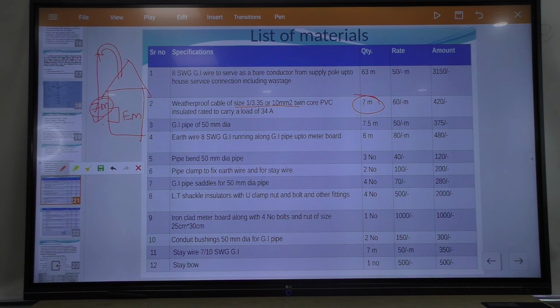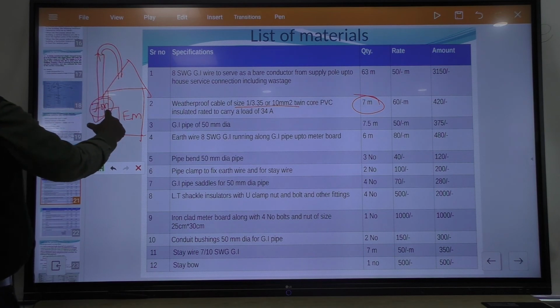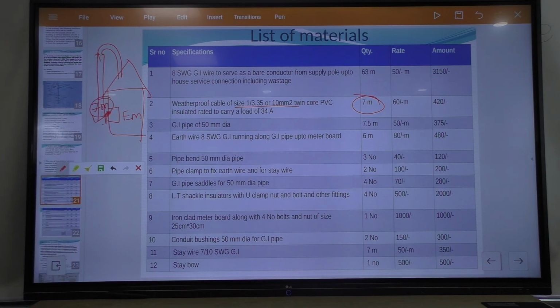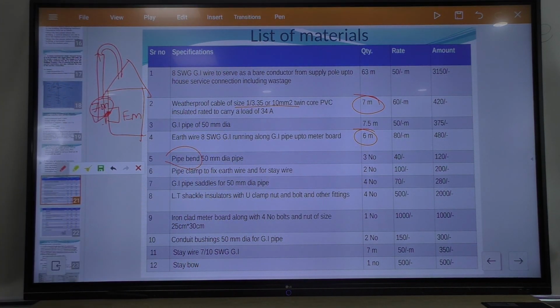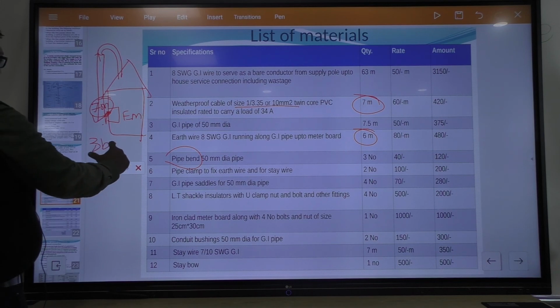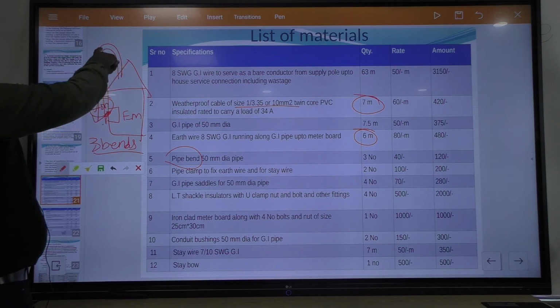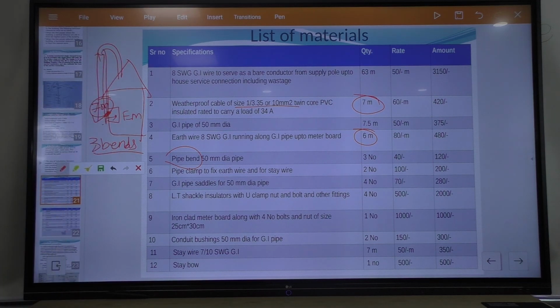Earthwire is 8 SWG GI, earthwire 6 meter. So earthwire from the service bracket to the earthing thimble or to the energy meter is required, 6 meter. So pipe bend, 50 mm diameter pipe, 3 numbers. Suppose 3 bends are there from the service bracket to the energy meter.